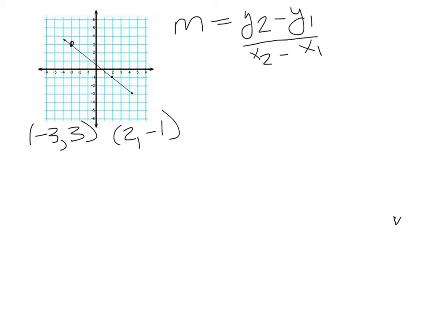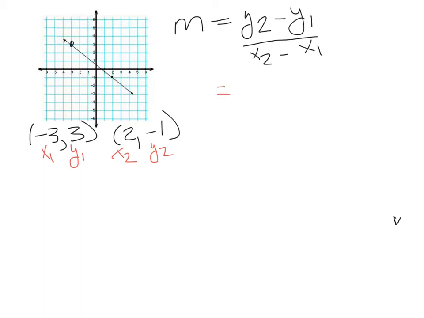So I'm just going to be arbitrary about this. I'm going to call this my x1 and this my y1, because our ones have to go together. And this will be my x2 and my y sub 2. And now I can put those into my formula.